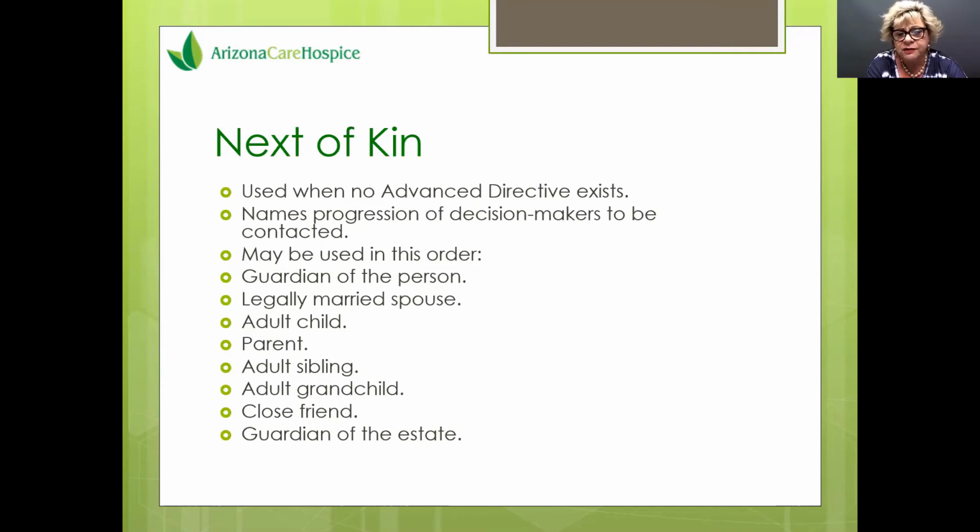If no legally married spouse, an adult child. Then the parent, an adult sibling, adult grandchild, close friend, and then a guardian of the estate, which would be the last thing on the list, because remember, a guardian of the estate typically doesn't make medical decisions. But if you go through your next of kin list, according to the courts, then that person is the last one on the list if there's no one else.